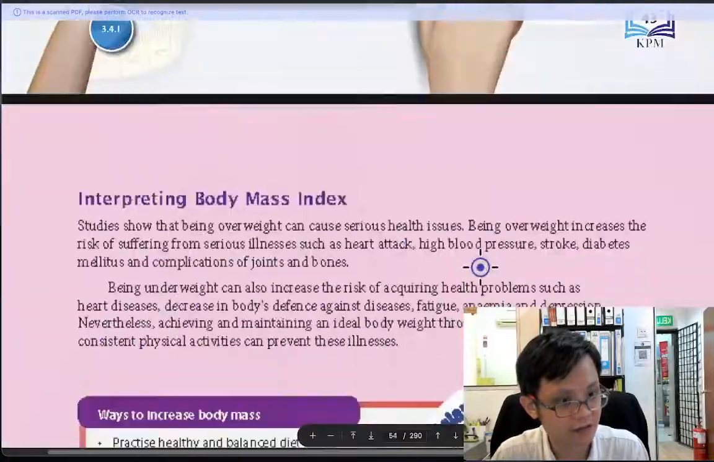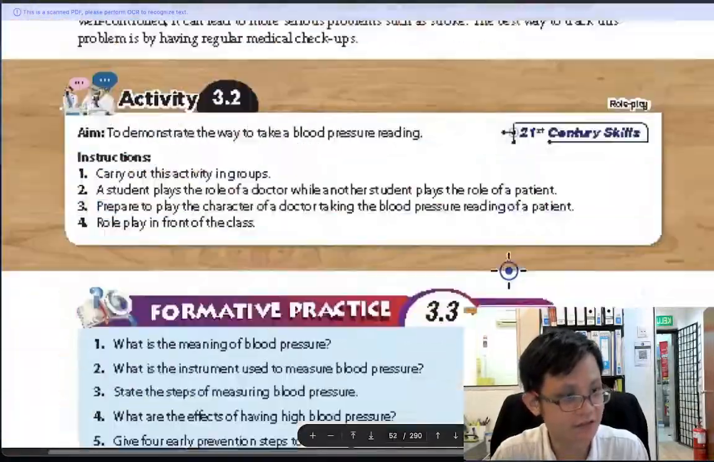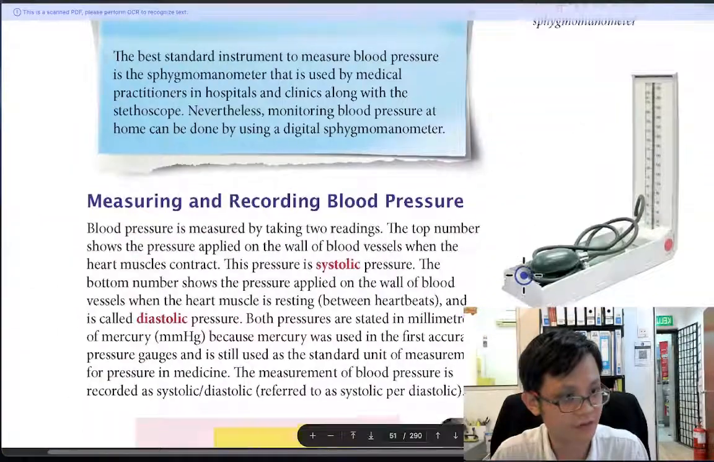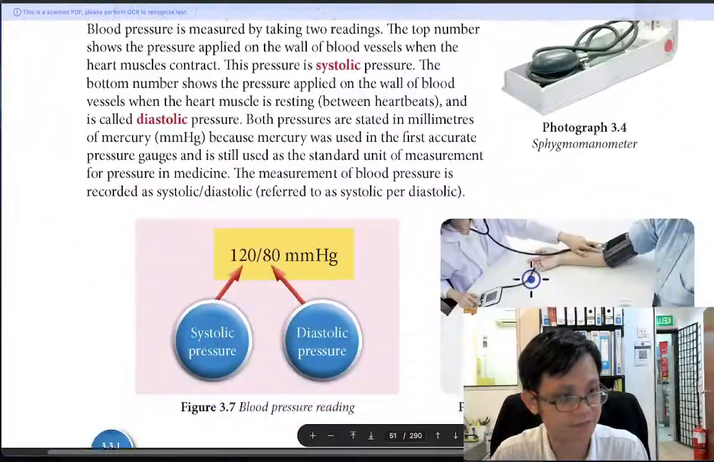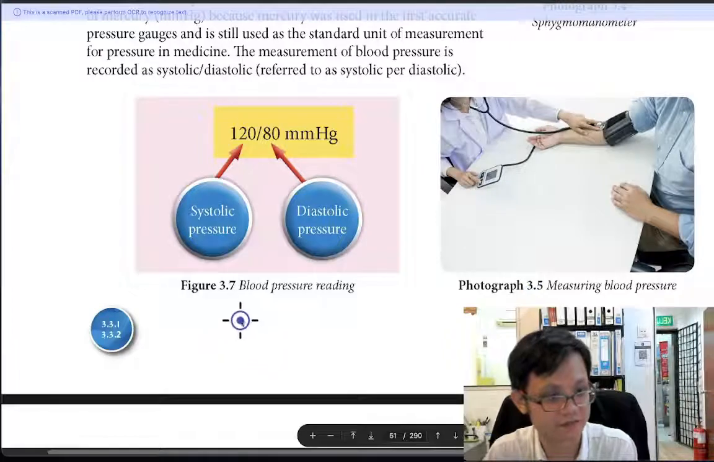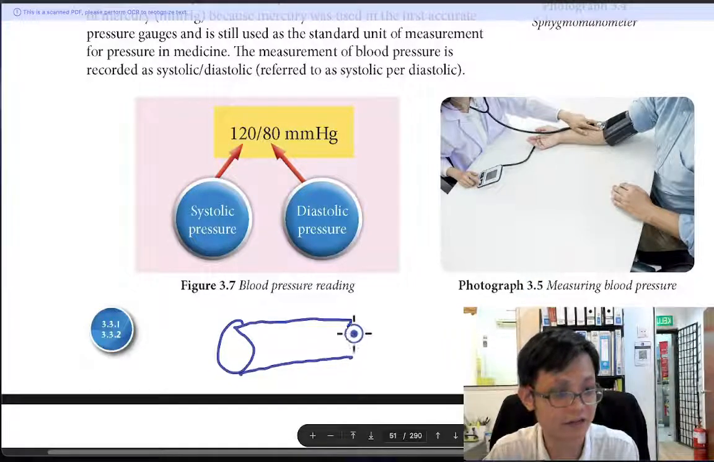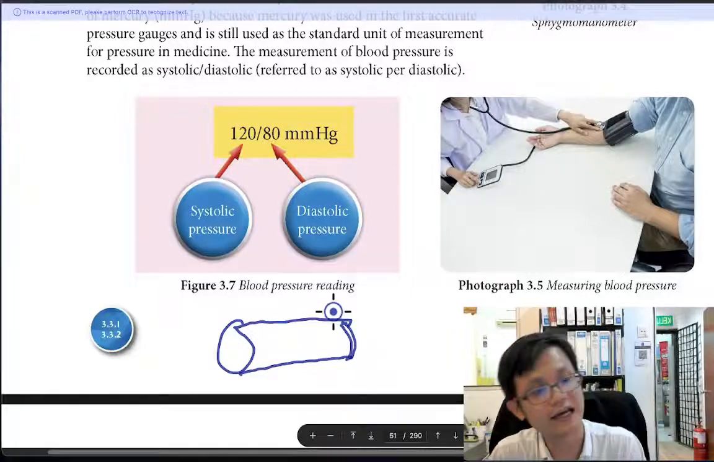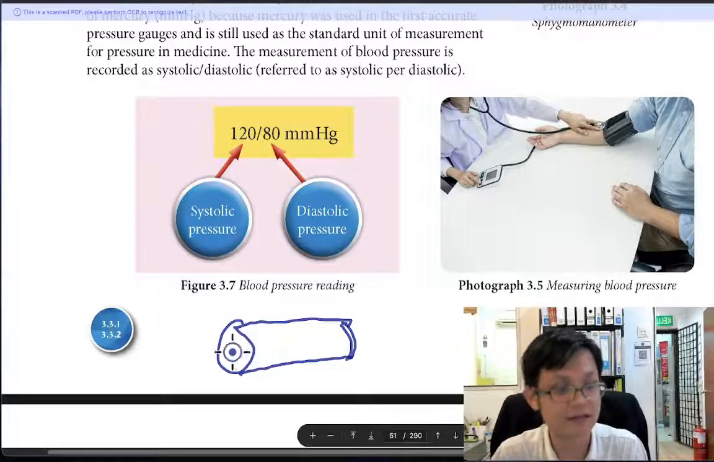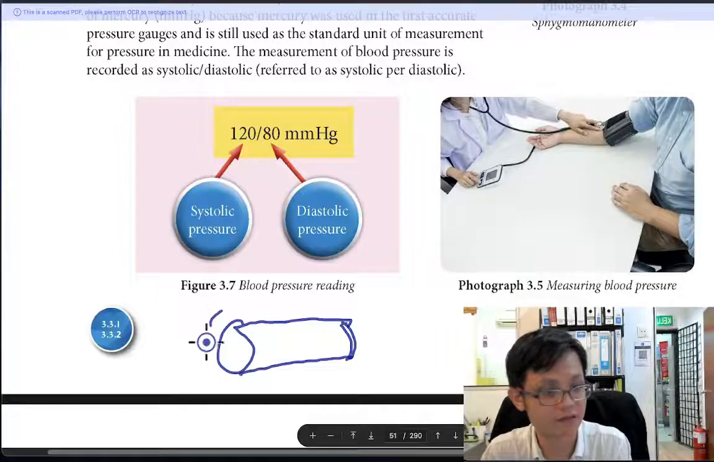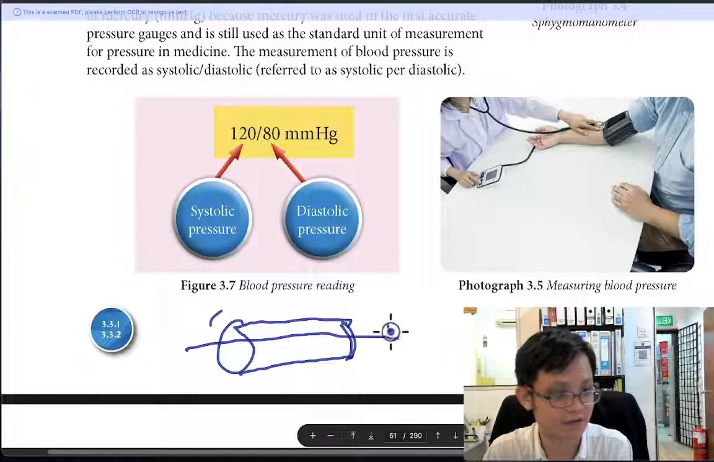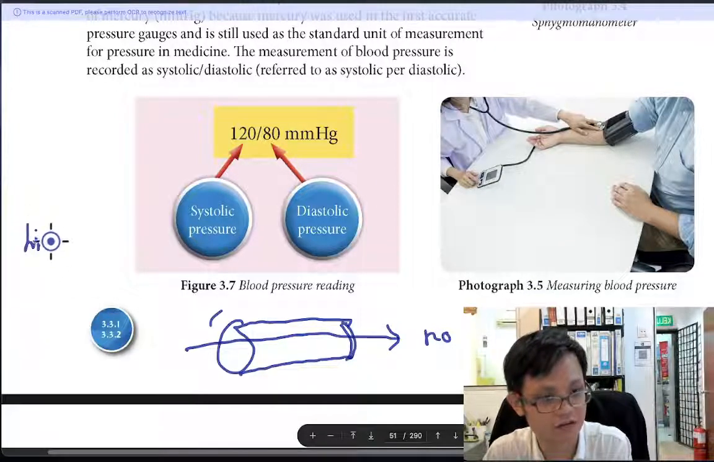Okay, imagine this is your pipe, your blood vessel pipe. I just draw it here. So this is your pipe, this is your blood. We already learned this in Form 3, I believe. This is the pipe, the blood flows very happy, no problem. But the problem comes when there is high cholesterol.